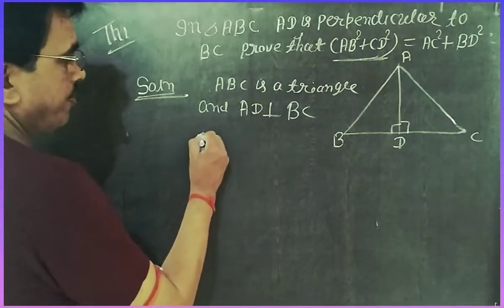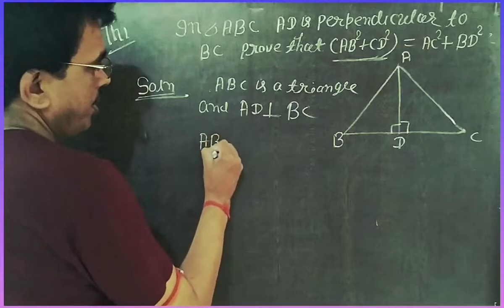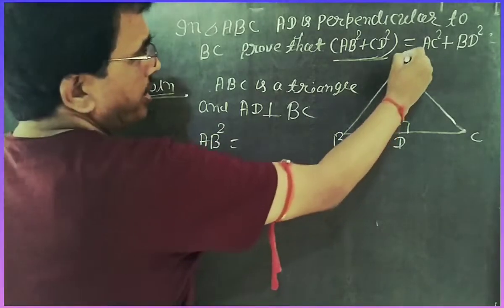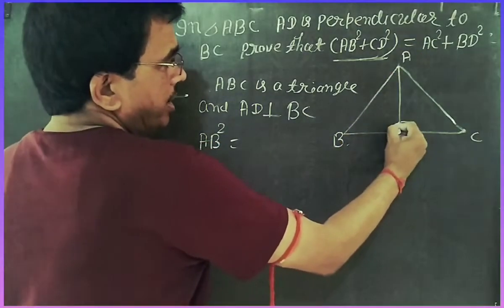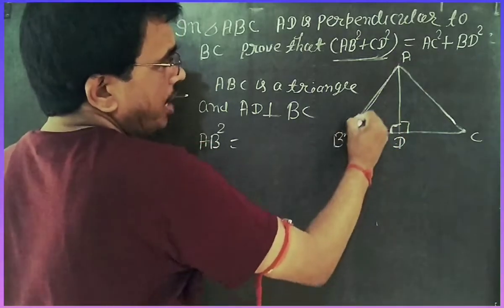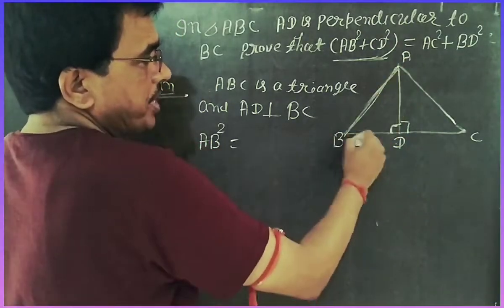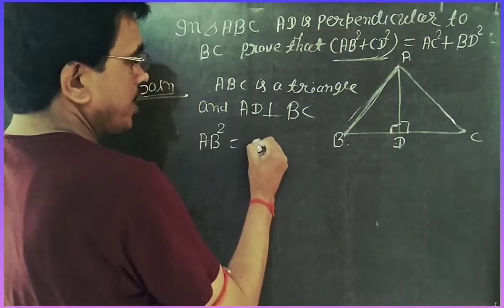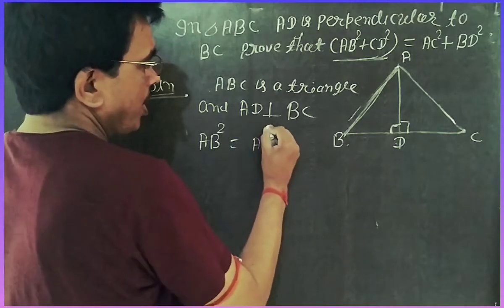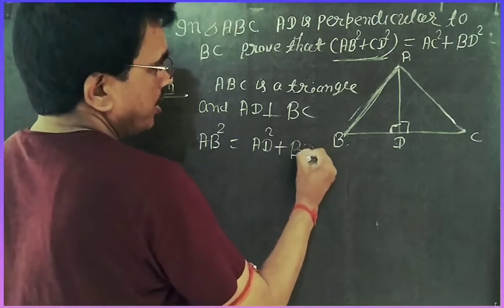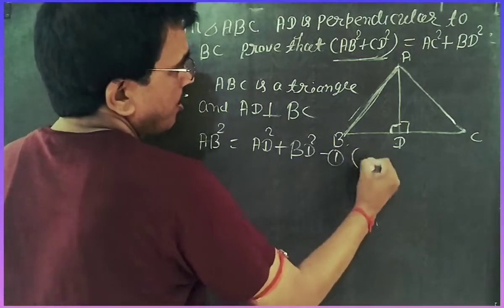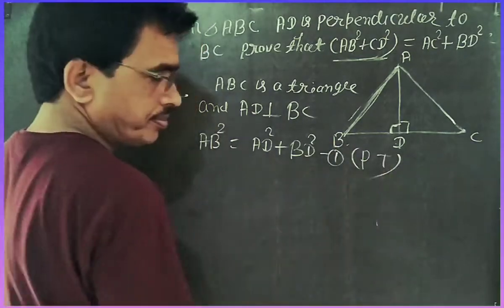So you write first AB square. AB square you can find in triangle ADB. It is clear, if the angle is 90, then AB is the hypotenuse. Find it from ABD. So AB square you can write as AD square plus BD square. Equation first, by Pythagoras theorem.